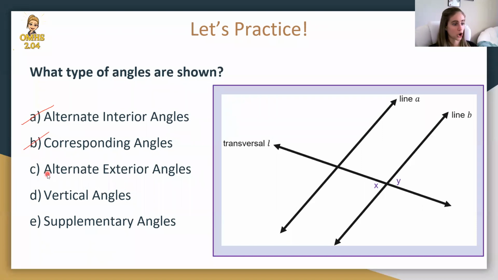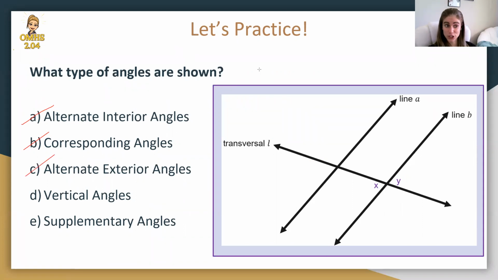Alternate exterior angles. Exterior, they both have to be on the outside of my lines. So outside of my two lines would be here, here, here, or here. Are both of them on the outside? No. So once again, it is not an option.